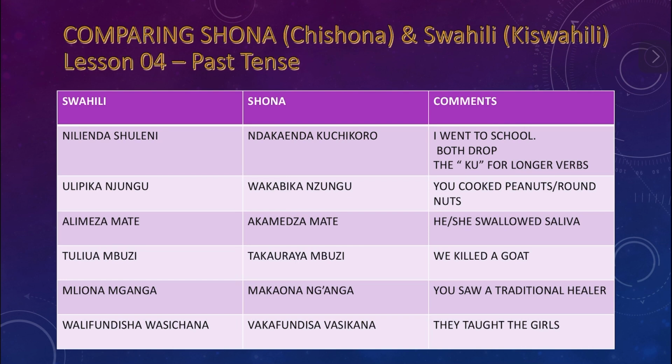Tuliua mbuzi. In Swahili, takauraya mbuzi. In Shona, we killed a goat. Mliona mganga. In Shona is makaona nganga. You saw a traditional healer. Walifundisha wasichana. In Shona is vakadzidzisa vasikana. They taught the girls.